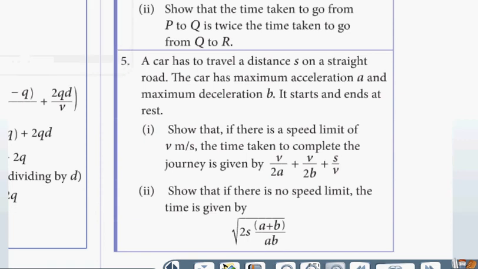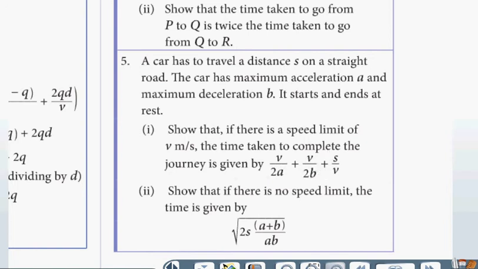The car has to travel a distance s on a straight road. The car has a maximum acceleration a and a maximum deceleration b. It starts and ends at rest. Show that if there is no speed limit of v m/s, the time taken to complete the journey is given by v over 2a plus v over 2b plus s over v.